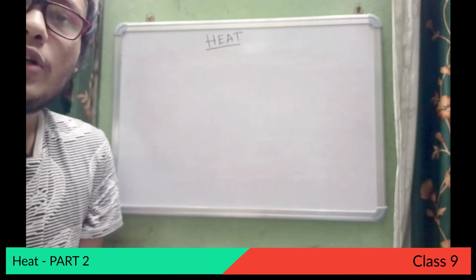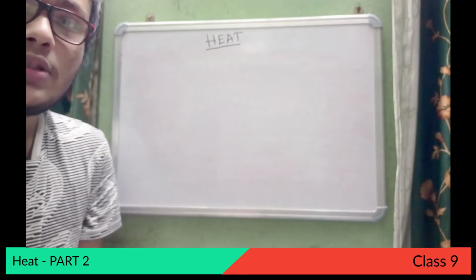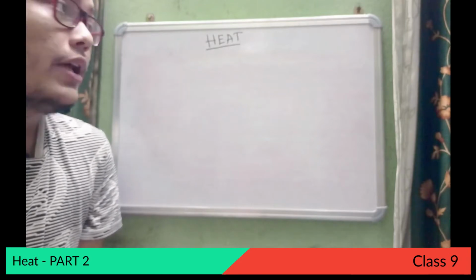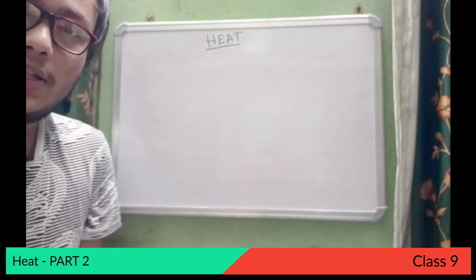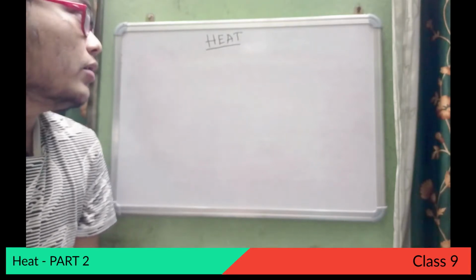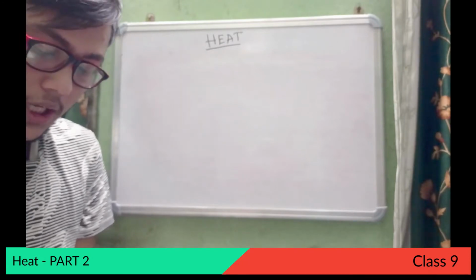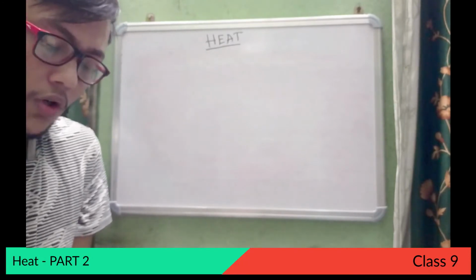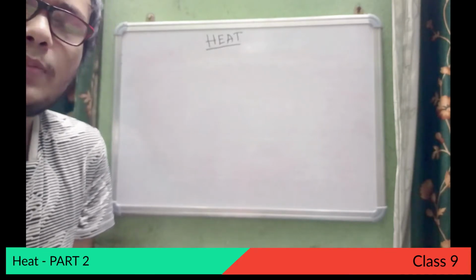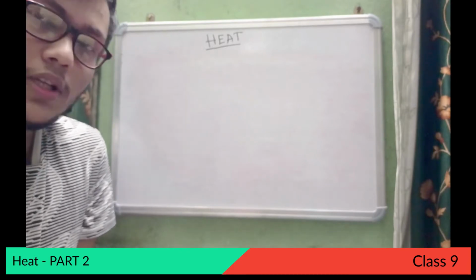In my last video I had started the chapter heat, which is quite an important chapter for class 9 students. I had discussed heat energy, the various units of heat, 1 calorie, and thermal expansion. Just a recap: thermal expansion is when a metal rod expands on heating. There is an increase in length of the rod. This is known as thermal expansion.